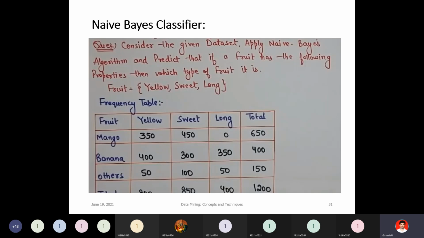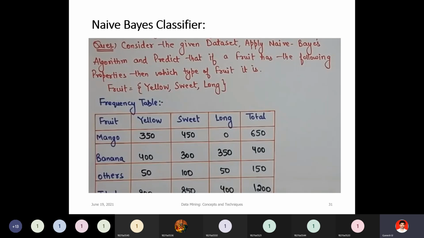So this is the data set given in the question itself, and the question will be like this: if the fruit has the following properties, which type of fruit is it? The fruit should be yellow, sweet and long. Three properties should be satisfied. In banana, yellow, sweet, long: all three are there. In mangoes, yellow and sweet only. Others, yellow, sweet and long.